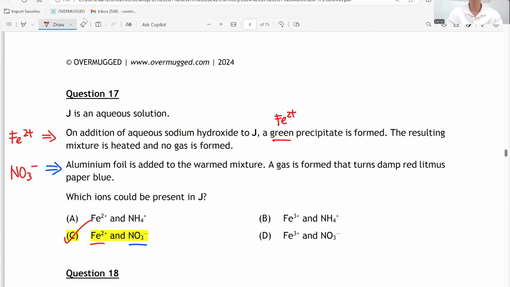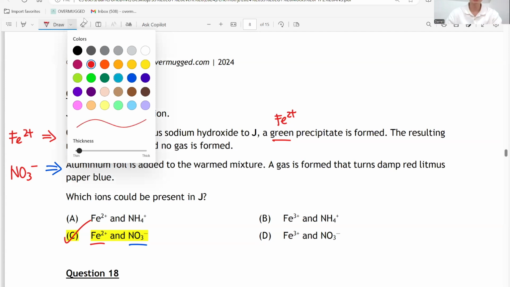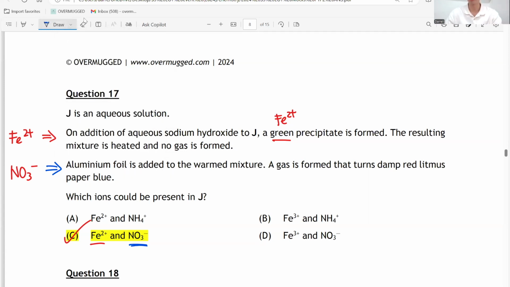The one that I find a bit of value discussing in detail is the second statement: the aluminium foil and a gas that turns red litmus paper blue. Write this down for me. If you ever see aluminium, what you're testing for is nitrate. Let me elaborate what exactly happened.